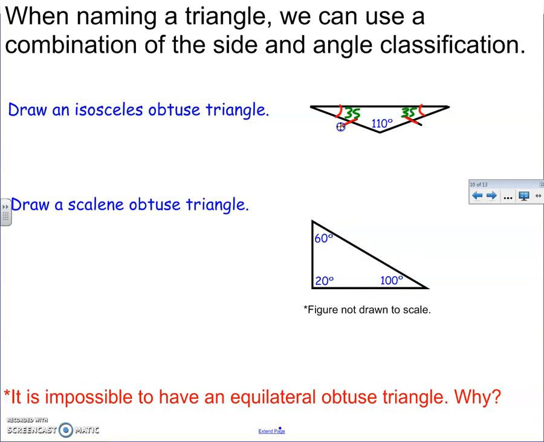Yes, because it's one angle over 90. And all 3 numbers do add up to 180. Is it scalene? Yes, because all 3 sides are different. And I know 3 sides are different because the 3 angles are different. Equal sides mean there's equal angles, and vice versa.